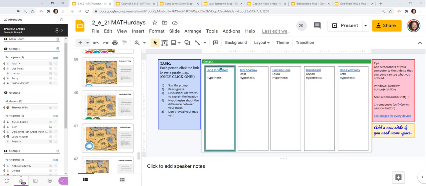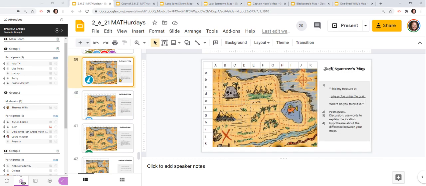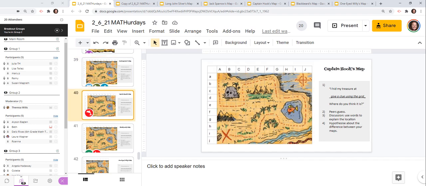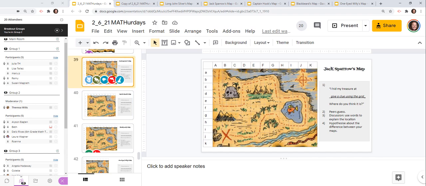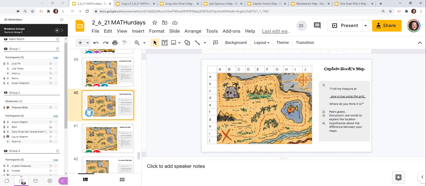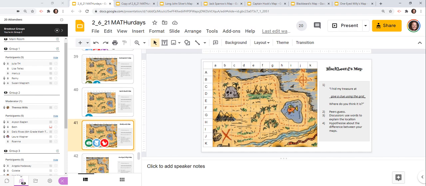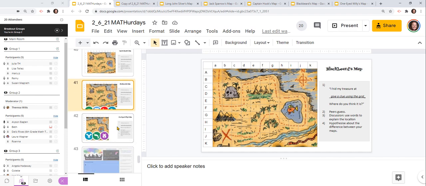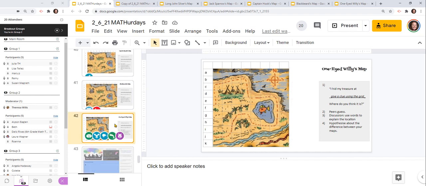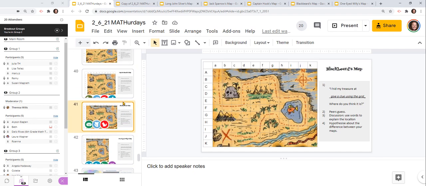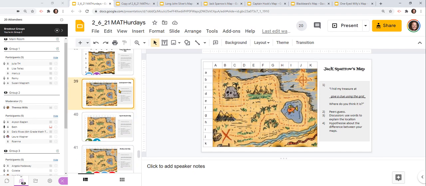So Long John Silver's is very similar to what Captain Hook's map was, just zoomed out more. It looks just like Jack Sparrow's. Okay, let me go look at Jack Sparrow's. Let's see. Oh, Blackbeard. Interesting. Wow, this is so cool. Okay, so we were all looking at the same coordinates. Oh, I'm stuck on Blackbeard.